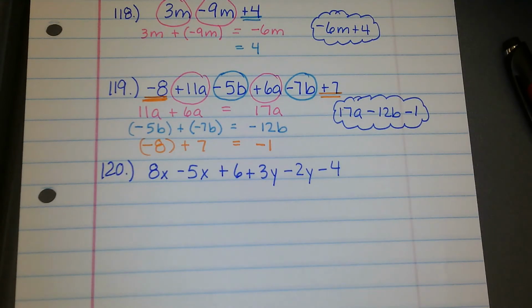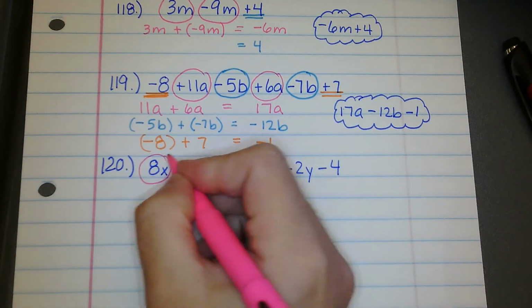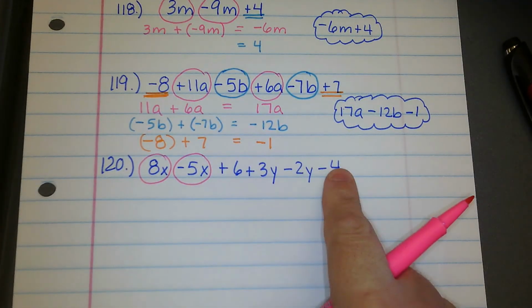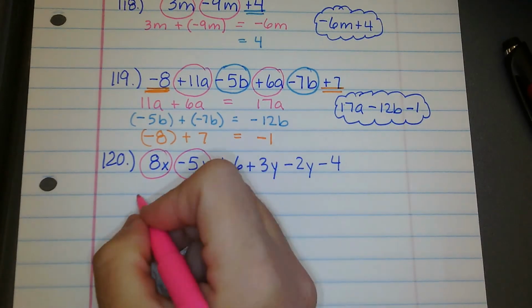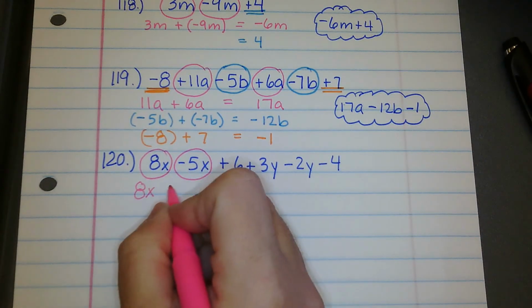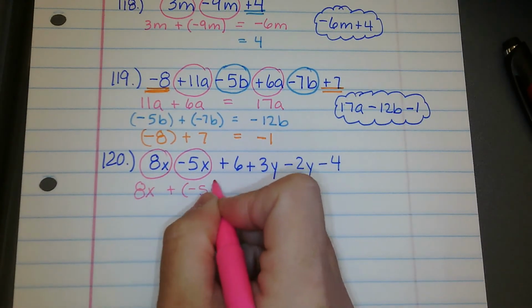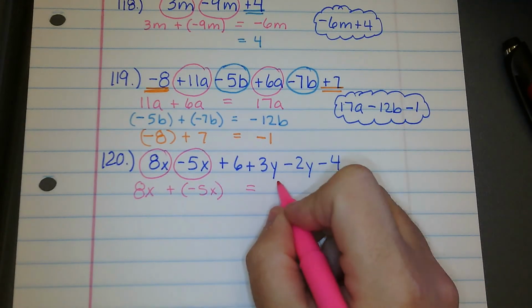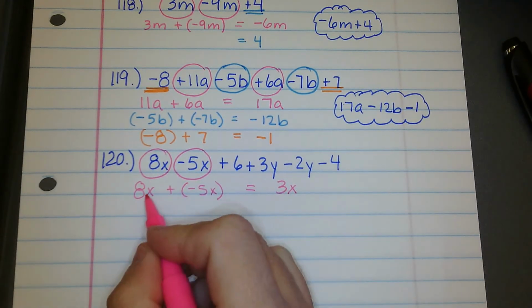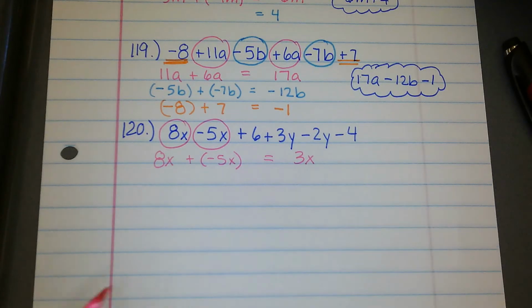Last one. I've got number 120. And the first thing that I see are x's. I'm going to circle those. And that's all the x's I have. This is 8x plus negative 5x. That's going to give me 3x positive. There's more positives than negatives. And there's only 3 left.